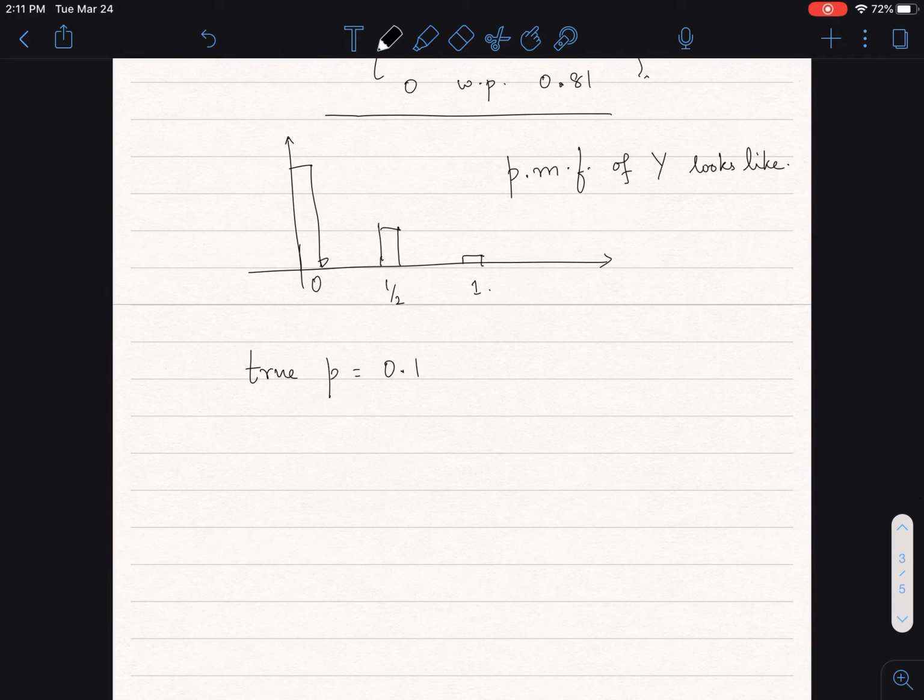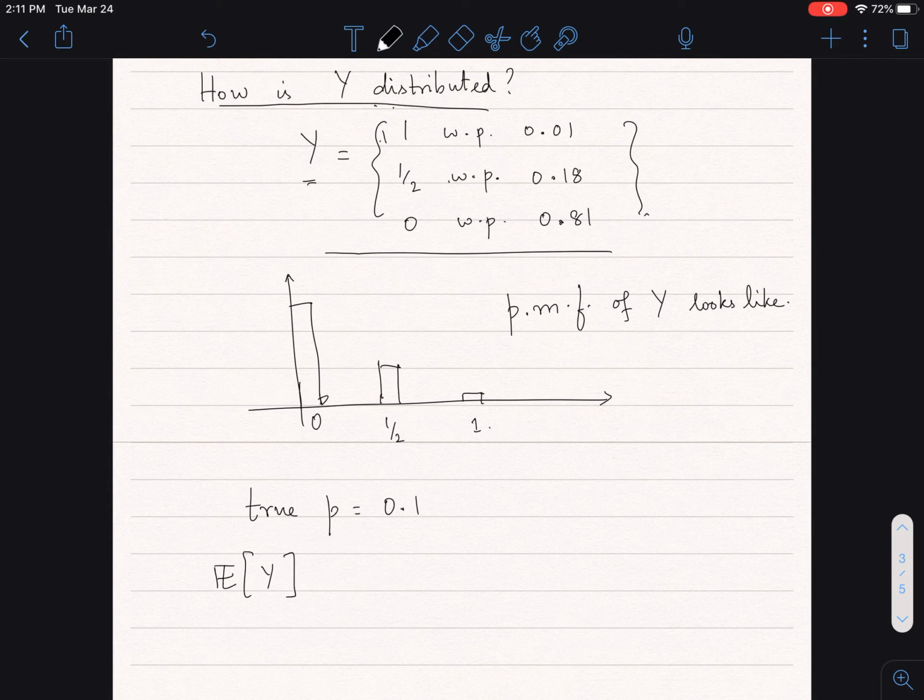But note that if I look at the expected value of Y, okay, so Y is now a discrete distribution, and this is how it's distributed. If I look at the expected value of Y, how do you compute the expected value of a discrete random variable? You look at the probability times the value and you sum them up, right? So it's 1 times 0.01 plus half times 0.18 plus 0 times 0.81.